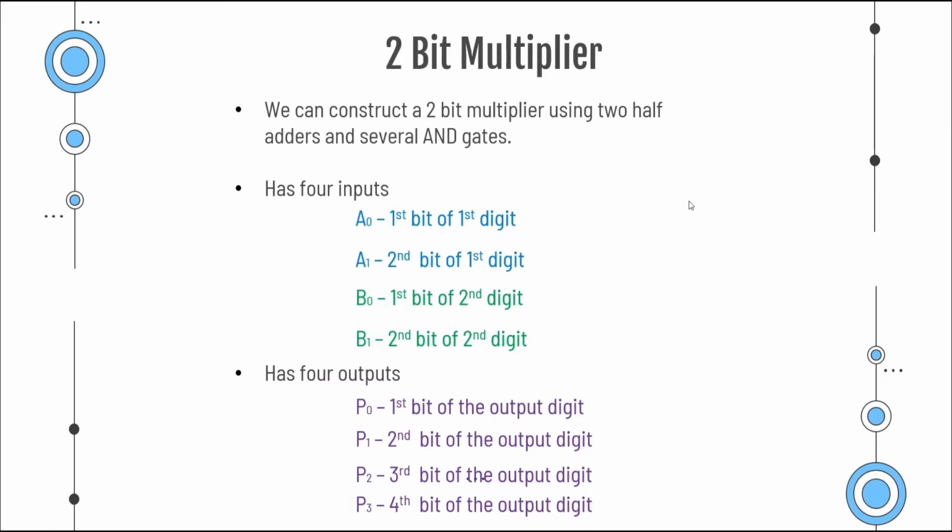2-bit multiplier. As the name suggests, this 2-bit multiplier multiplies 2 digits. Each digit contains 2 bits. So we can construct this multiplier using 2 half adders and several AND gates. And in this circuit there are 4 inputs and there are 4 outputs. I'm going to explain about these inputs and outputs in our explanation. So let's move to that.